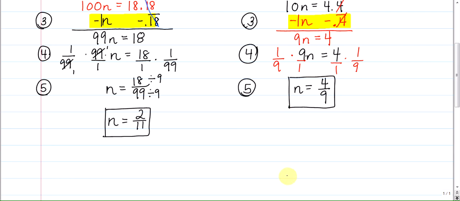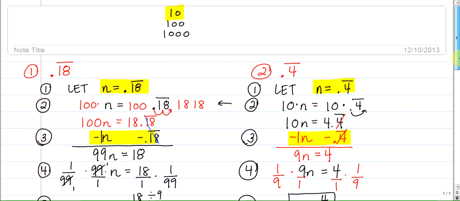So that was a quick review of something that's on the quiz and test, which is changing a repeating decimal into its fractional equivalent.